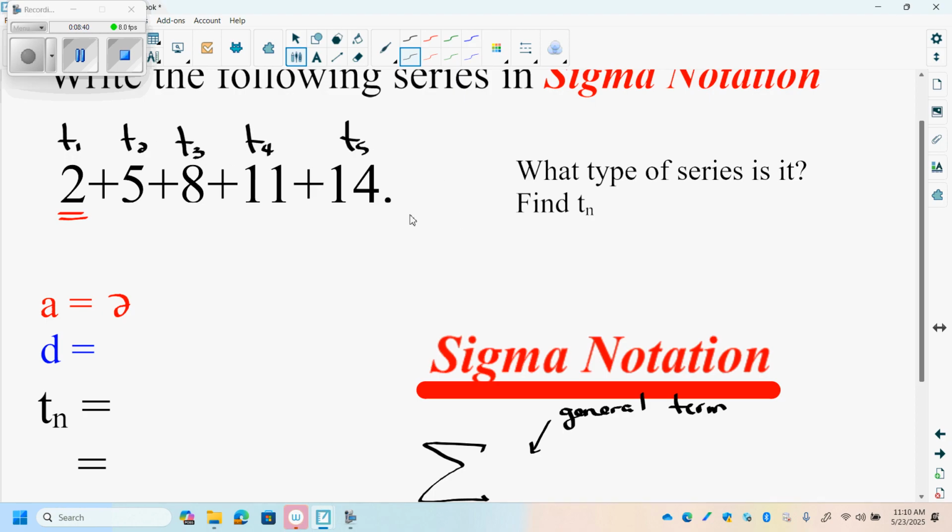Five terms in that series. Does it have a common ratio or a common difference? Common difference. We can see that right here, okay? But you can also check 5 minus 2, 8 minus 5, 11 minus 8, and 14 minus 11. They all equal what? 3.